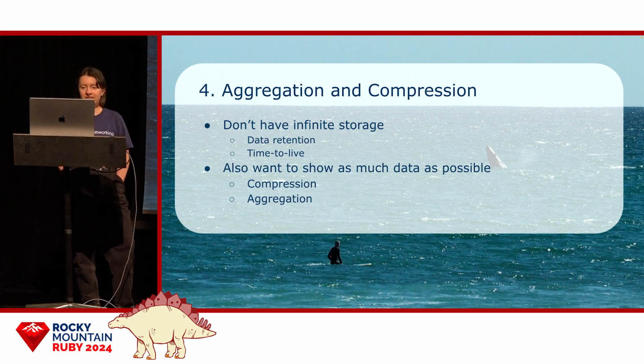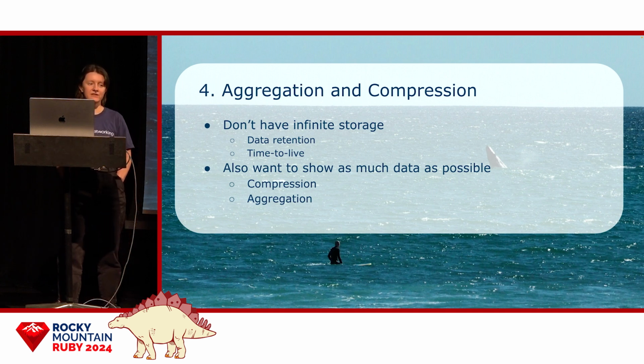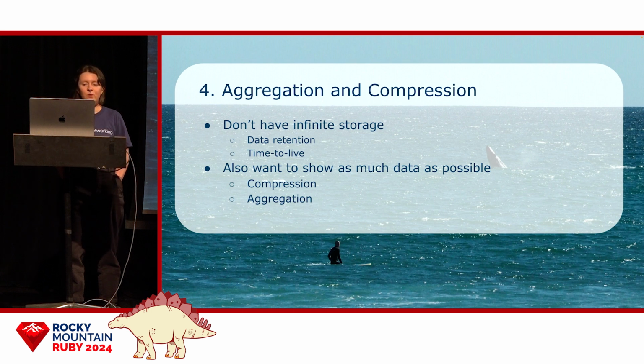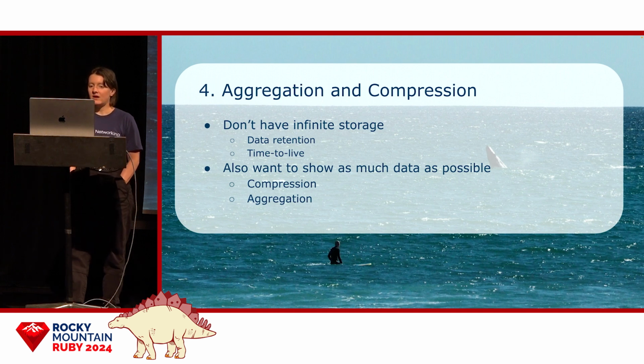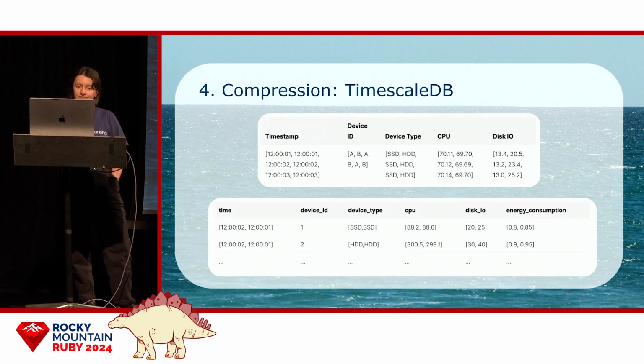Every time series database that I've seen includes some sort of policy for data retention. Often this comes in the form of a TTL, otherwise known as a time to live. The time to live dictates how old the data in the table is allowed to be. After a certain point, data of a certain age is simply dropped from the table. Now, we also need to address the desire to show as much data as possible. In order to do so, we need to extend the TTL without sacrificing storage. There are a few ways of going about this, notably compression and aggregation.